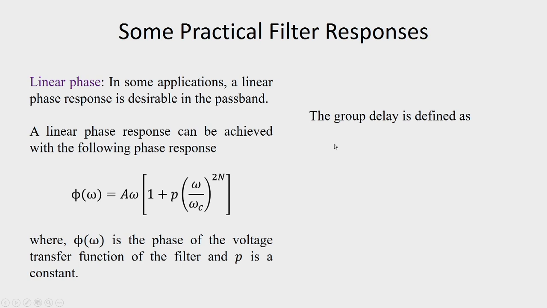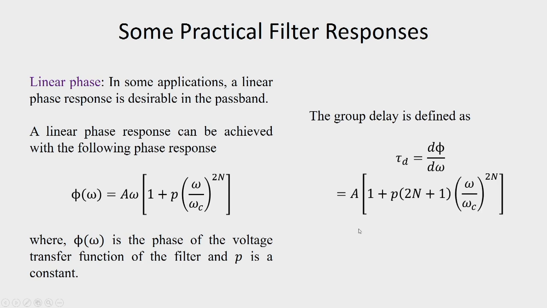We define one parameter which is group delay. Tau d is equal to d phi by d omega. And if we find d phi by d omega from this expression, then tau d becomes a into 1 plus p times 2 n plus 1 omega by omega c raised to the power 2 n. Group delay thus becomes a maximally flat response, and in a linear phase filter, the phase distortion will be kept under control while designing the filter.